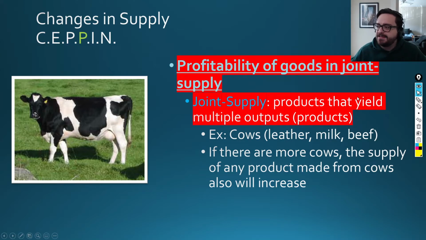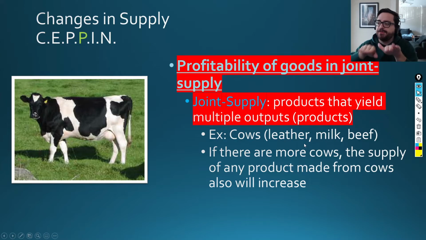But the general conceit is goods that are in joint supply will go up together. Now, the profitability part is if we find that milk is more profitable than beef, then you're going to see supply shift away from beef and towards milk because they're made from the same joint supply. They're made from the same resource. So you'd see more cows being reared for milk and fewer cows being used for beef.